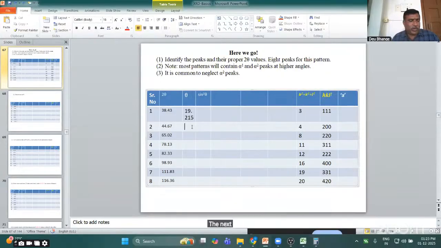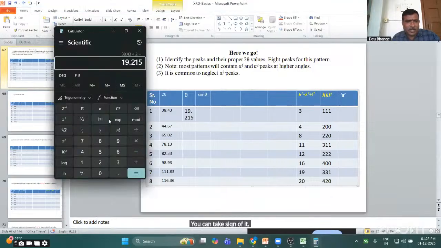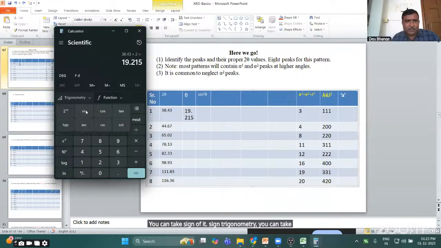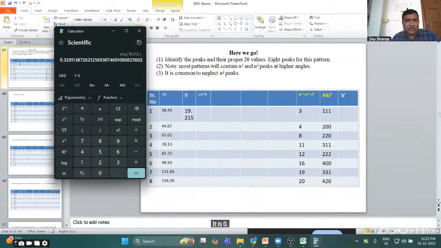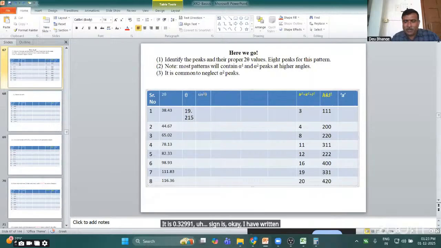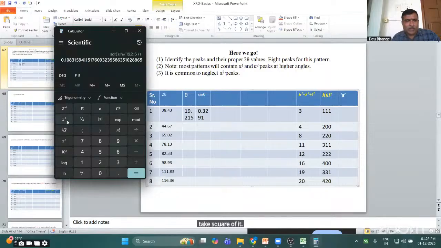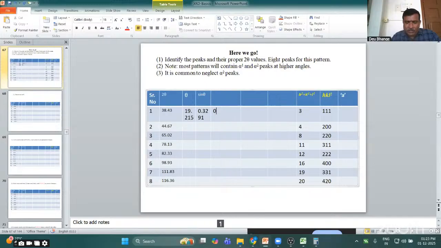The next is 44.67 divided by 2. You can take the sine of it, using trigonometry. Sine is 0.32991. I have written sine square theta, so you can do sine theta, 0.3291, and take the square of it. The sine square theta is 10.1083.